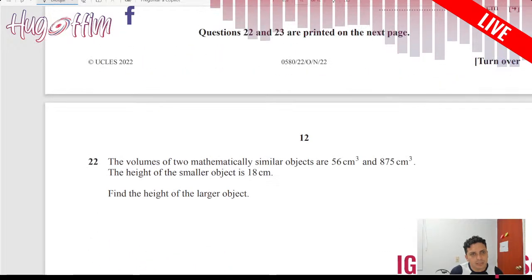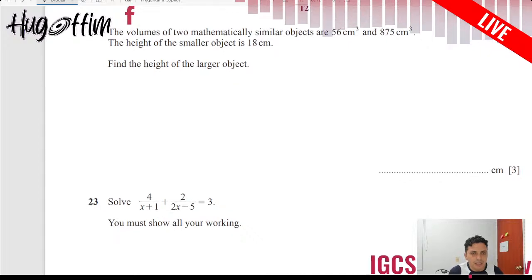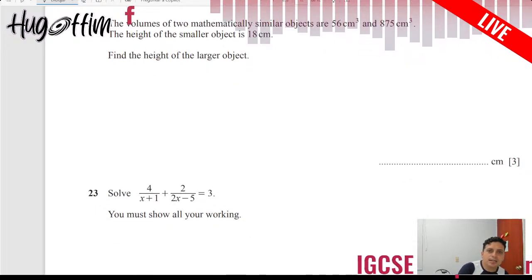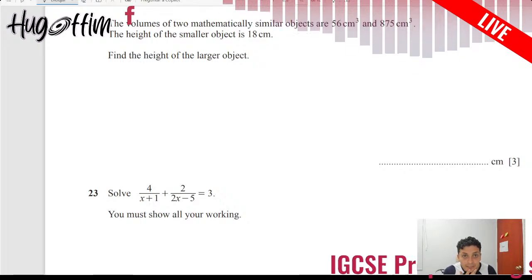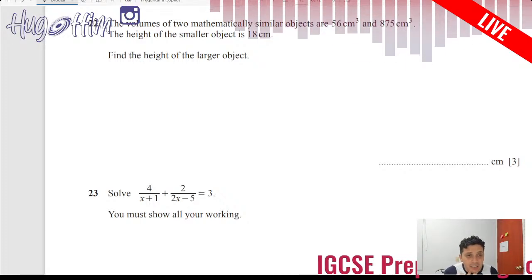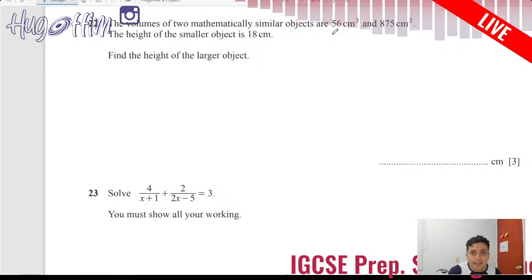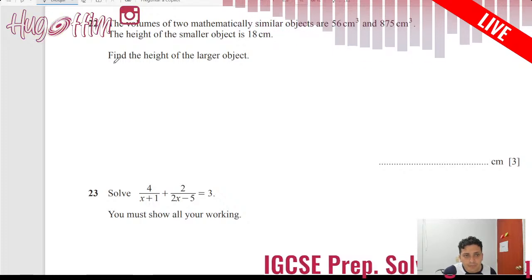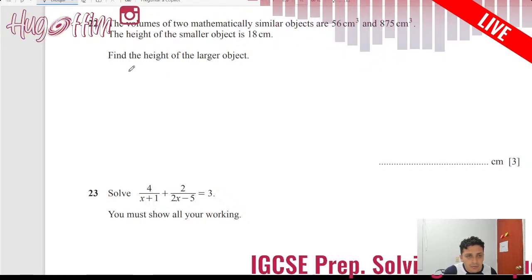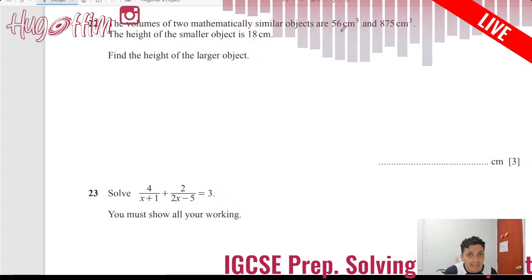It says here, questions 22 and 23 are printed on the next page. The volumes of two mathematically similar objects are 56 cubic centimeters and 875 cubic centimeters. The height of the smaller object is 18 centimeters. Find the height of the larger object. Okay, just remember that if you're using volumes, it means that this is raised to the third power. So if I want the height of the larger object, I need to take the cubic root of my values.